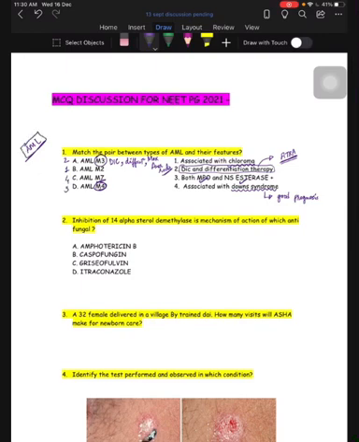The next question is related to the mechanism of action of antifungals. This is a frequently asked question. The question is asking: inhibition of 14 alpha sterol demethylase is the mechanism of action of which antifungal? Amphotericin B, as you know, makes pores in the cell membrane. Caspofungin is a glucan synthase inhibitor. Griseofulvin inhibits microtubule formation, and itraconazole, the azole group, inhibits the 14 alpha sterol demethylase and inhibits the formation of ergosterol. Okay, done. So the mechanism of action of antifungals is done.